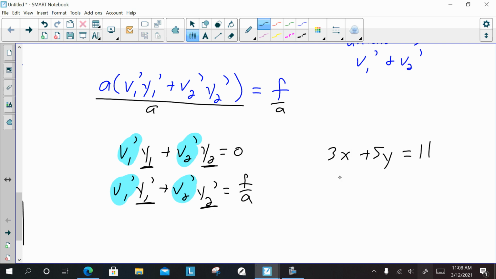equals 11, x minus y equals 1. 3 and 5, those are the things we know, like we know y1 and y2. X and y, those are the things we don't know. So that's like our v1 prime and our v2 prime. When we solve this system of equations, we're looking for x and y. When we solve this system of equations, we're going to be looking for v1 prime and v2 prime.